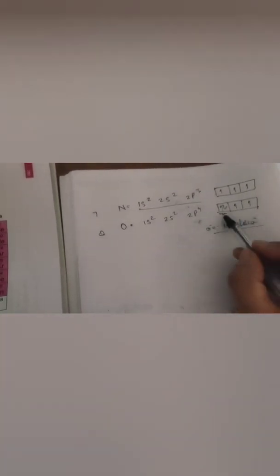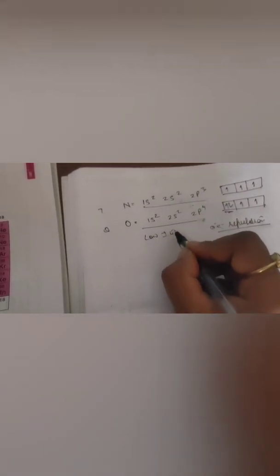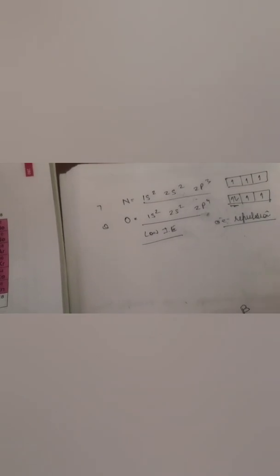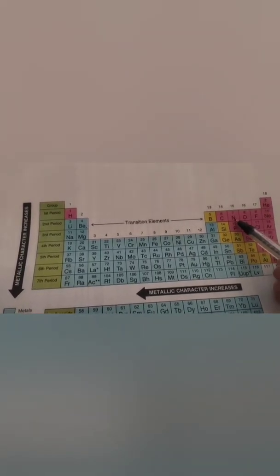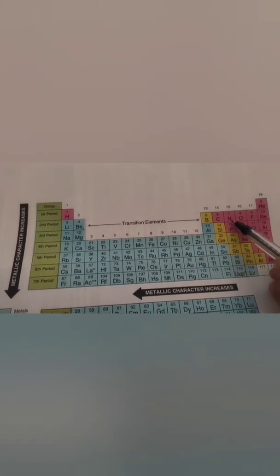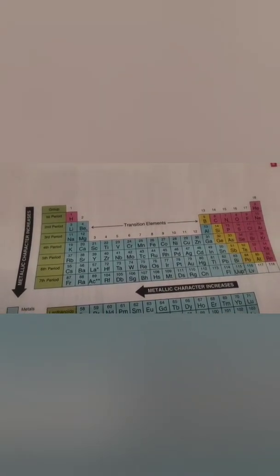Now because it's easier to remove, it will have a low ionization enthalpy. We just learned that the ionization enthalpy will increase when we move across the period, but here again nitrogen has more ionization enthalpy as compared to oxygen. So these are the exceptions.